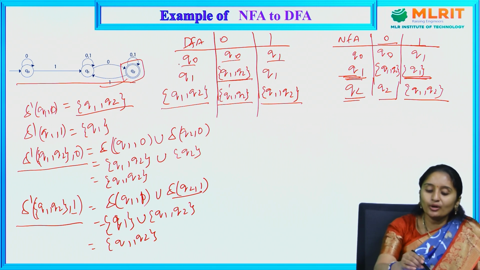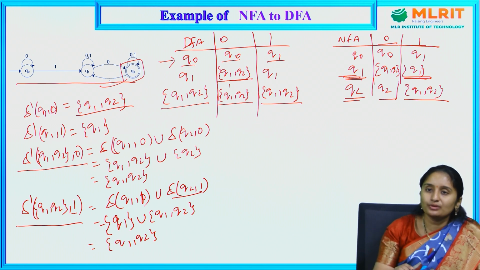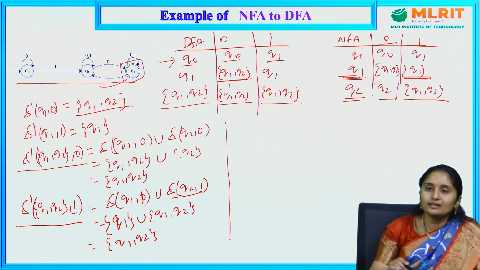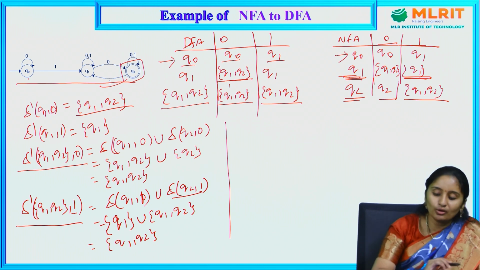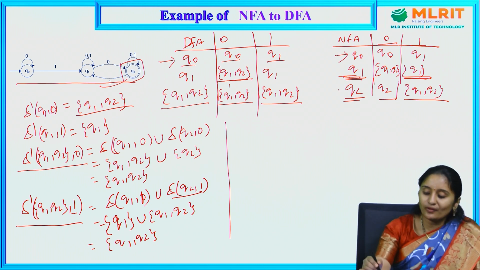So when we derive from the starting state, whatever new states it generates, those new states we take, and we find out the transitions for those particular states. So now let us construct the DFA diagram. From this NFA, what is the initial state? Q0 is my initial state. What is the final state? Q2 is my final state.